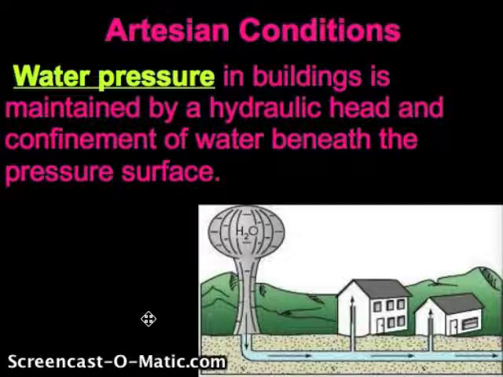Now, we actually create artificial artesian wells all the time. Here in Baraboo, we store water in these tall, big tanks, and we call them water towers. The reason they're so tall is because we want to create enough hydraulic pressure so that water is sitting up high, and that pressure forces the water into all of our houses. So this water pressure in buildings is maintained by hydraulic head and confinement of water beneath the pressure surface. It's a nice thing, because even if the power goes out, the city of Baraboo has pumps, and West Baraboo has their own well as well, but they have generators that will continually pump water into these water towers.